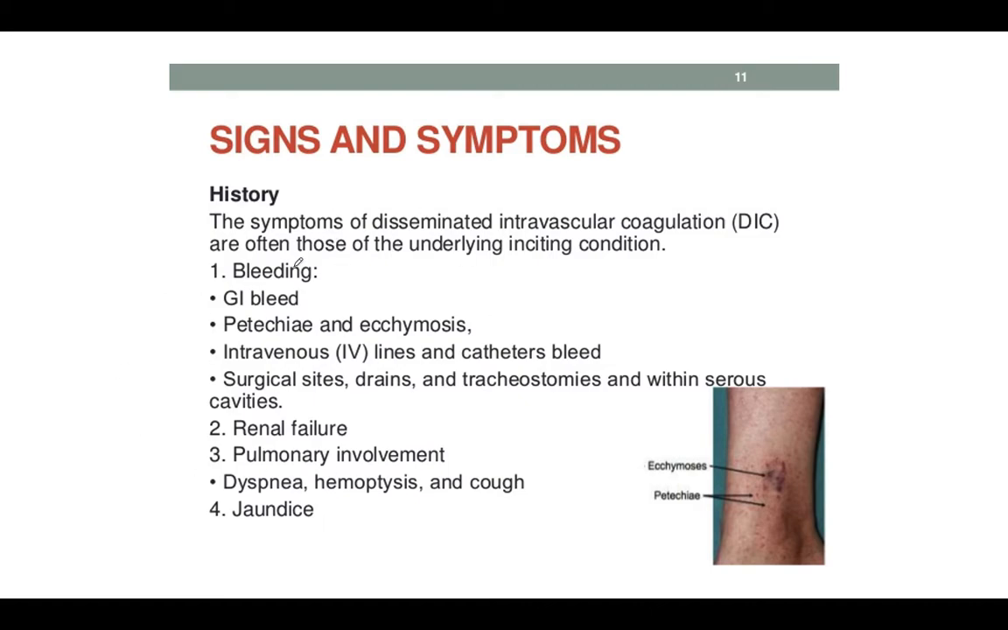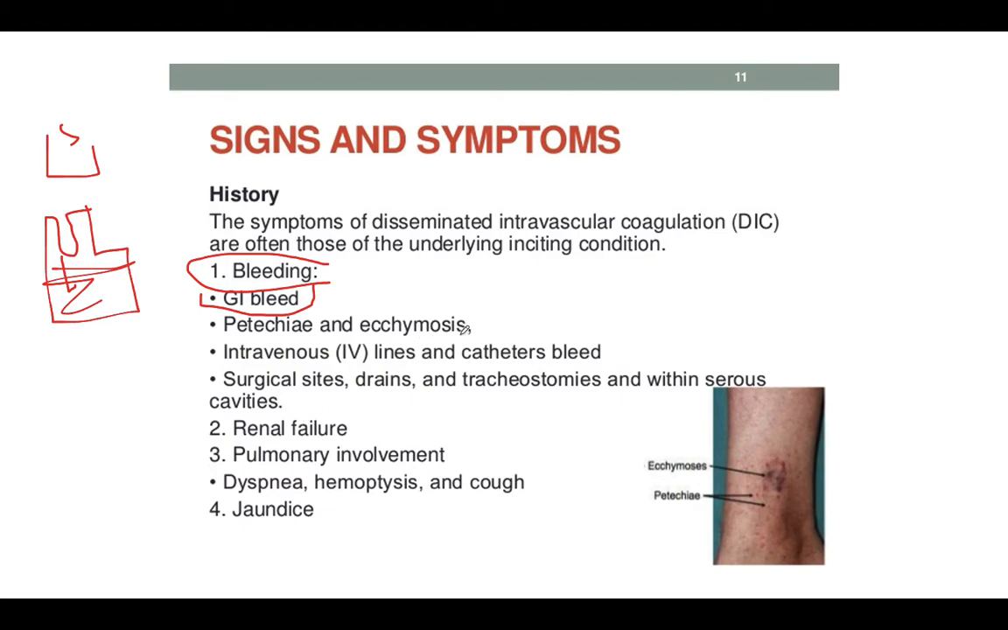Now, what are the signs and symptoms? Basically, the patient will present with bleeding, such as severe bleeding in the GI tract. You can monitor it, for example, with a catheter. You will find hematuria, and also melena. The stool sample will be very black because of the bleeding.